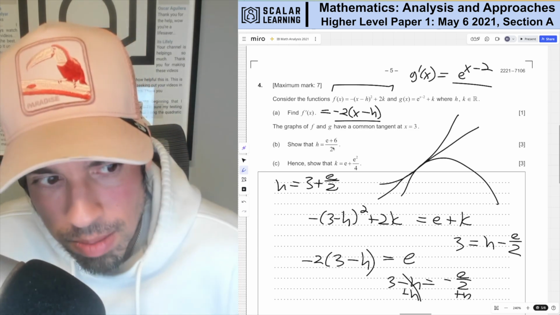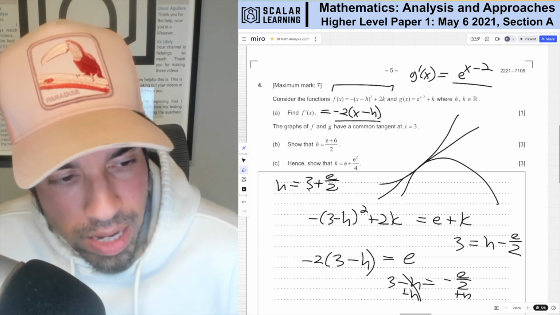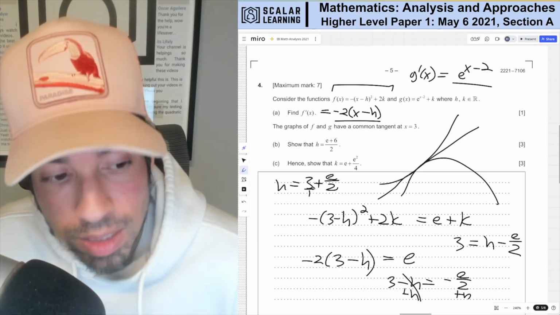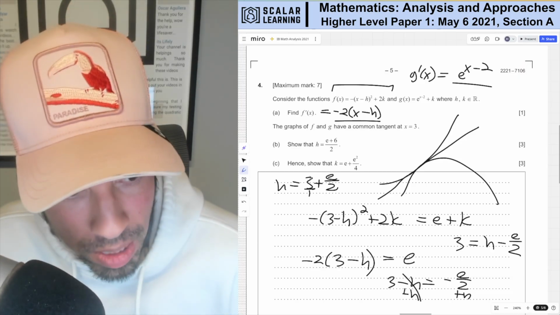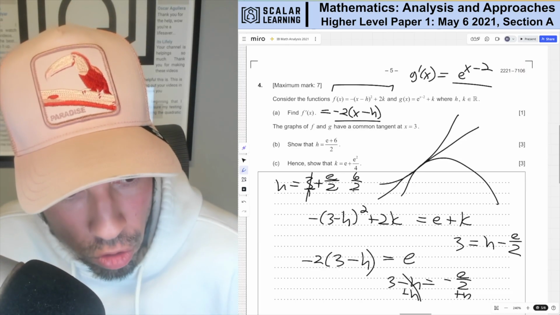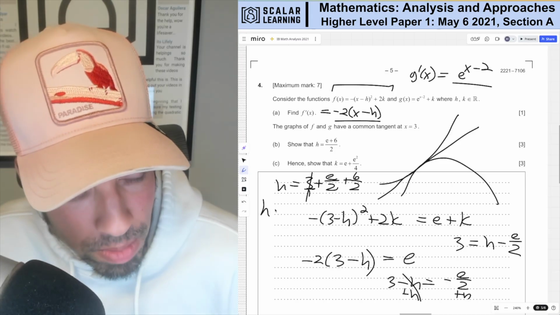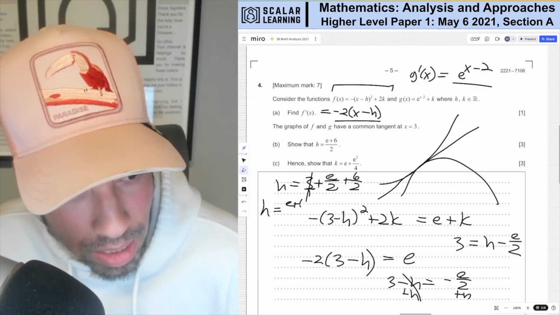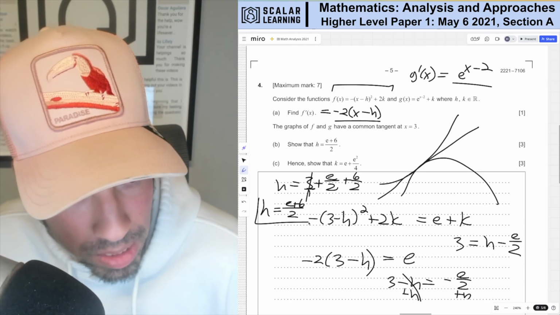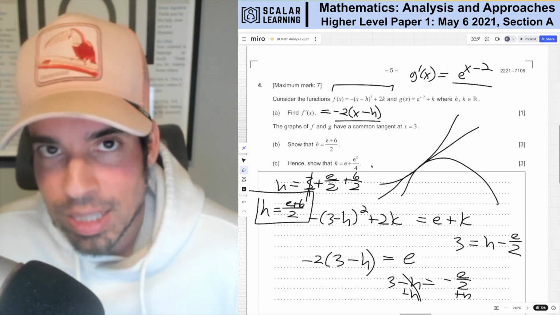Now, that doesn't look the same as this, but we can get it there, right? Multiply 3, which is really 3 over 1. Let's get a common denominator. Multiply by 2 and by 2, and that's the same as 6 over 2. Now we add those together with a nice common denominator, and h is indeed e plus 6 over 2. Amazing. Okay, so we didn't actually need a system to get h.